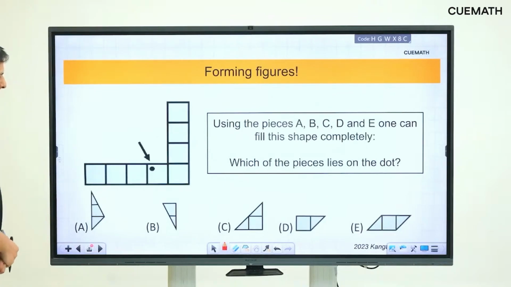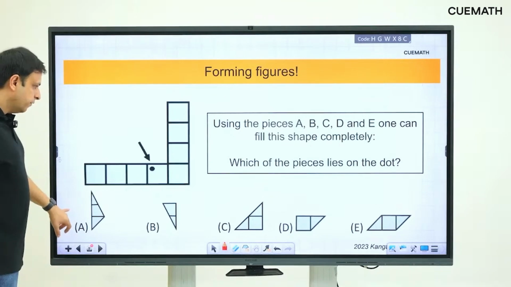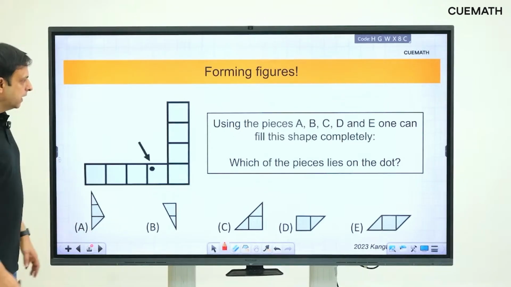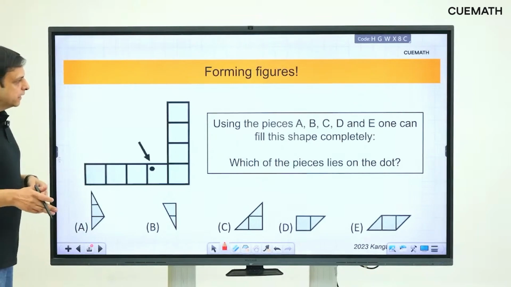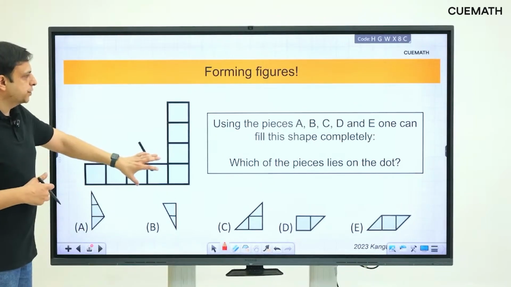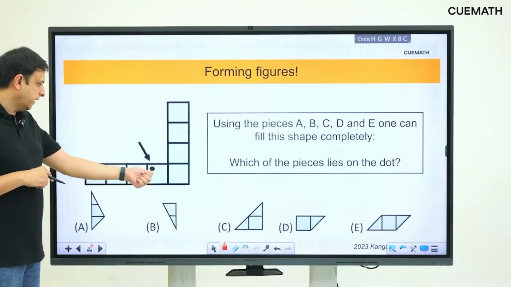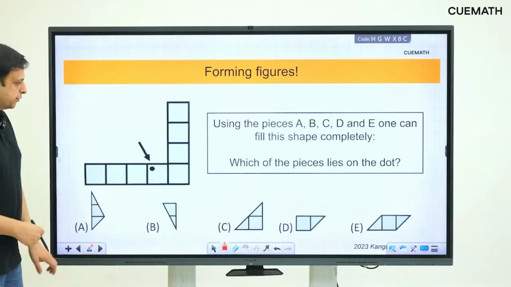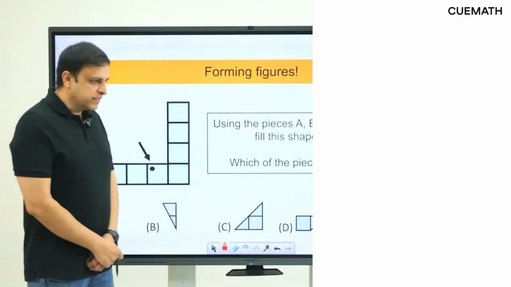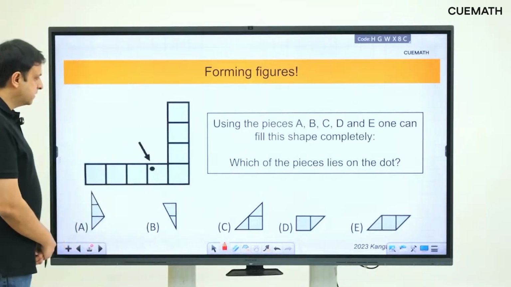Okay, here's the next one, again a Kangaroo Math question from last year. You have these 5 pieces that you see at the bottom of the screen, A, B, C, D, E, and using the pieces A, B, C, D and E, you can fill this shape completely. So, which of the pieces among these 5 will end up lying on the dot? I don't see too many correct answers so far. I see a lot of D's, some C's.